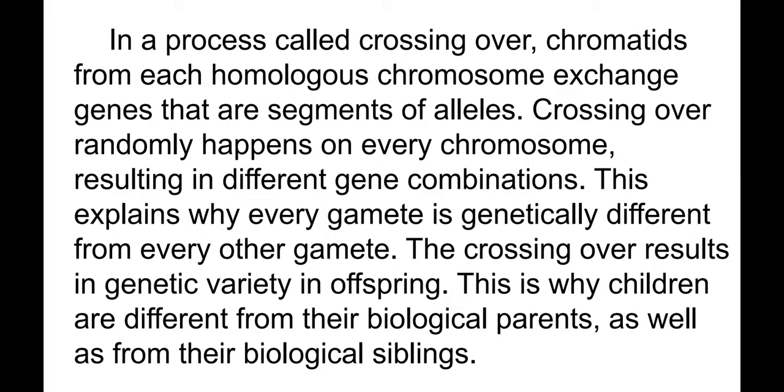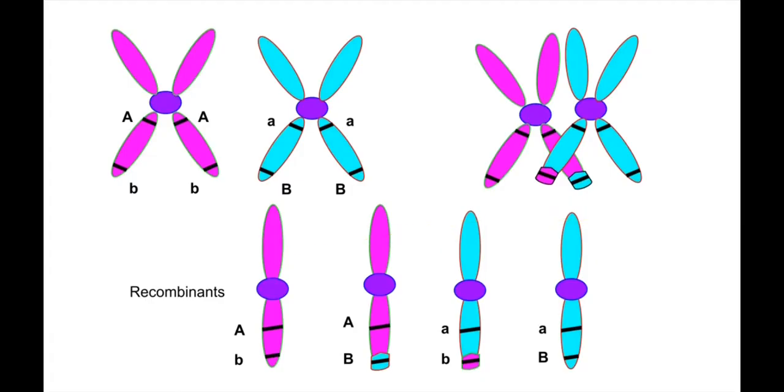Crossing over randomly happens on every chromosome, resulting in different gene combinations. This explains why every gamete is genetically different from every other gamete. The crossing over results in genetic variety in offspring. This is why children are different from their biological parents as well as from their biological siblings. The number of combinations after this crossing over is millions and millions, so siblings are always different.